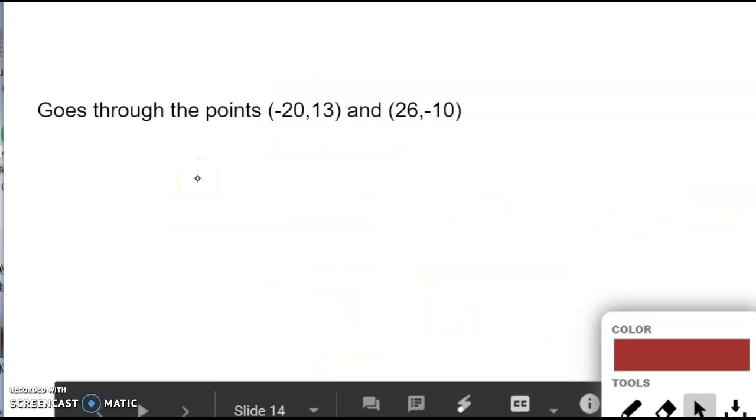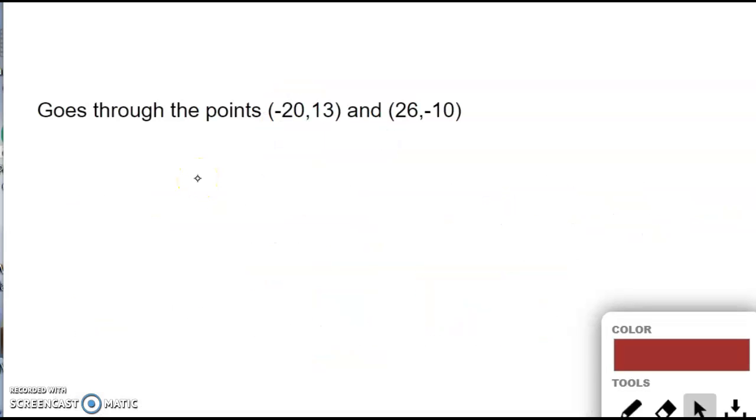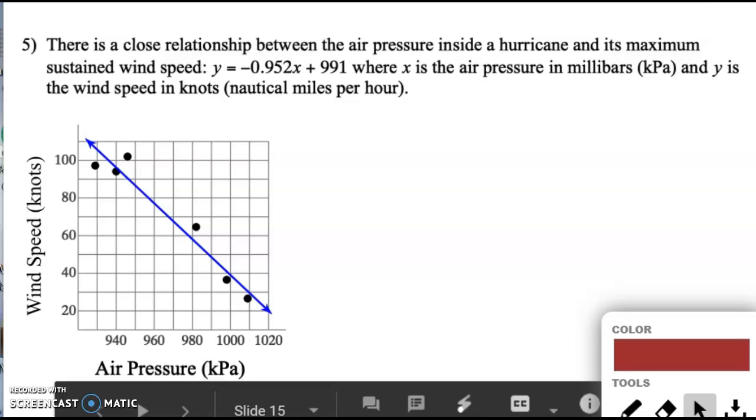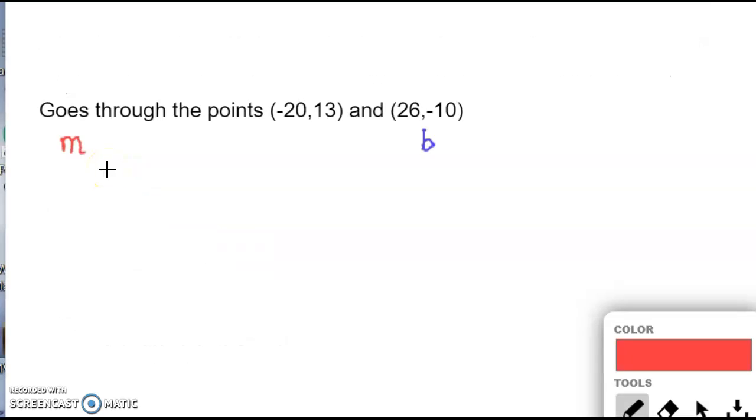Okay, so the third problem is a similar problem. Now we need to figure out what m is, the slope, and what b is, the y-intercept. So m is the slope, and slope is always the change in y value, so that's going to be delta y over change in the x value or x direction.